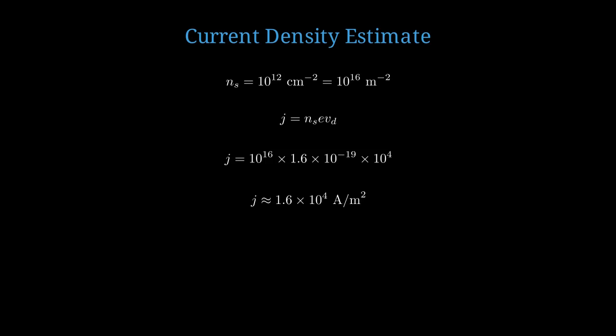Now let's estimate the surface current density. Suppose we have a surface carrier density of 10^12 electrons per square centimeter. That's 10^16 electrons per square meter. Current density J equals surface density times charge times drift velocity. If we apply a moderate field giving drift velocity of 10^4 meters per second, we get J equals 10^16 times 1.6 times 10^-19 times 10^4. This gives about 16,000 amperes per square meter, or 1.6 amperes per square centimeter. That's a substantial current density for surface transport.